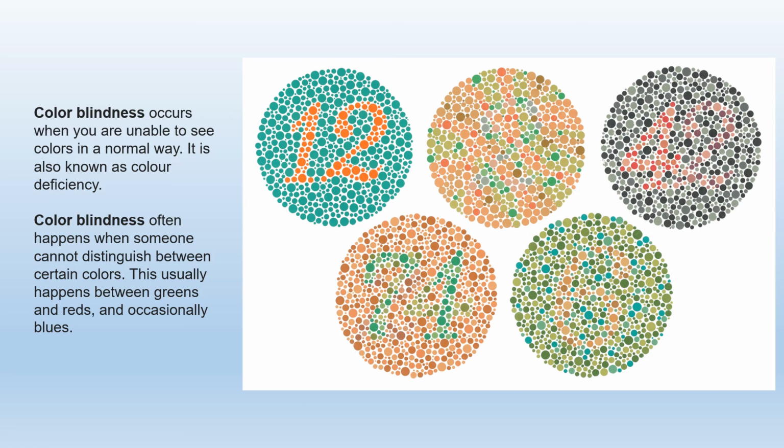Color blindness is a genetic disorder. It occurs when you are unable to see colors in the normal way, and it is also known as color deficiency. It happens when someone cannot distinguish between certain colors, and this usually happens between greens and reds, and occasionally blues. These charts give you an idea whether a person is colorblind or not, and you can find yourself if you are able to read the numbers written in these charts.